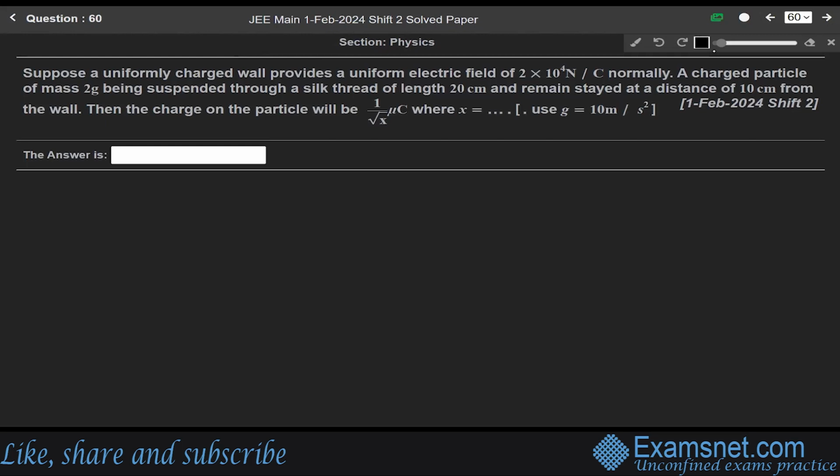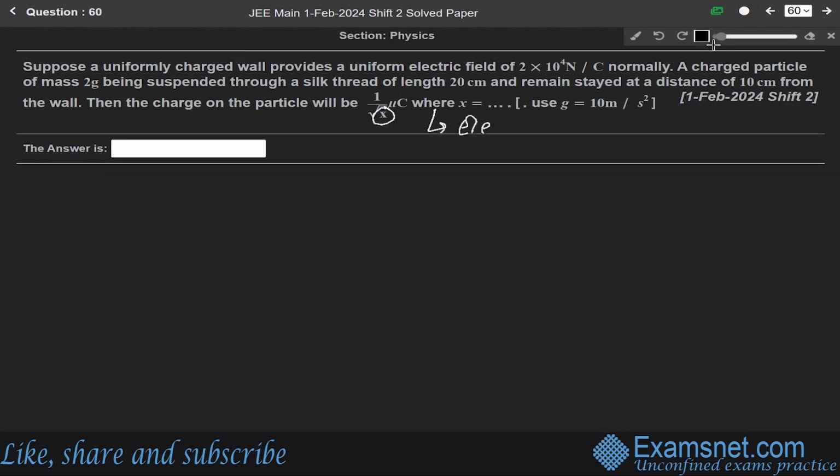Now next question 60. Suppose a uniformly charged wall provides a uniform electric field of 2 into 10 to the power 4 Newton per coulomb normally. A charged particle of mass 2 gram being suspended through a silk thread of length 20 centimeter remains at a distance of 10 centimeter from the wall. Then the charge on the particle will be, we have to find this value of x. This question is from the chapter of electrostatics.